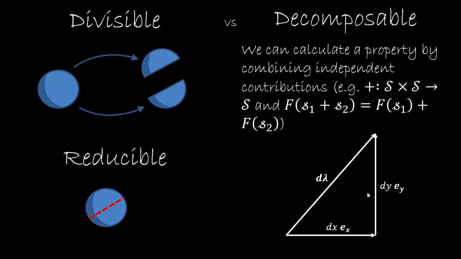The components are not necessarily parts of the system itself. For example, an infinitesimal displacement can be decomposed into the sum of the horizontal and vertical part, but there is no sense in which the horizontal line is part of the diagonal. Mathematically, we have an addition operation that takes two states and gives us a different state. And then we have a property for which the property of the sum is equal to the sum of the property.